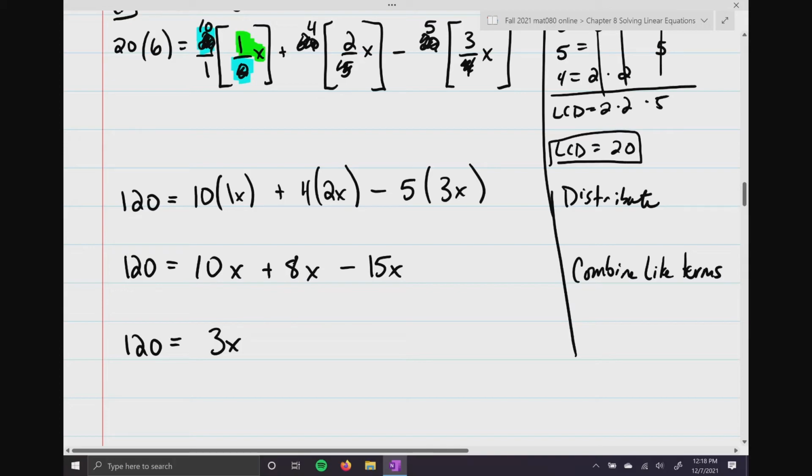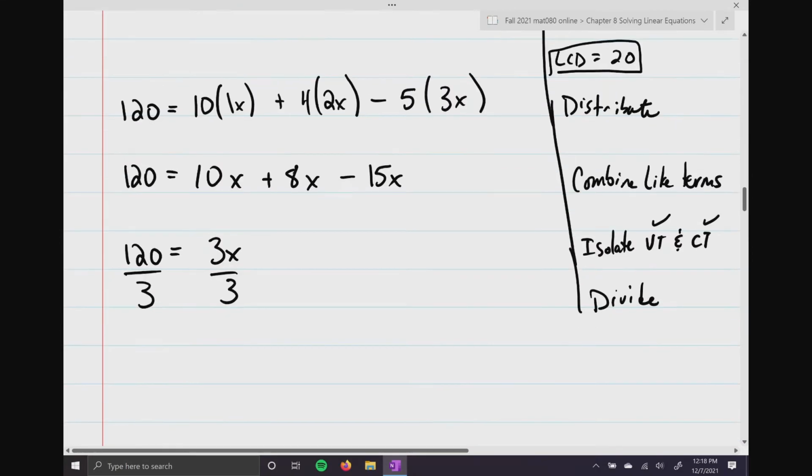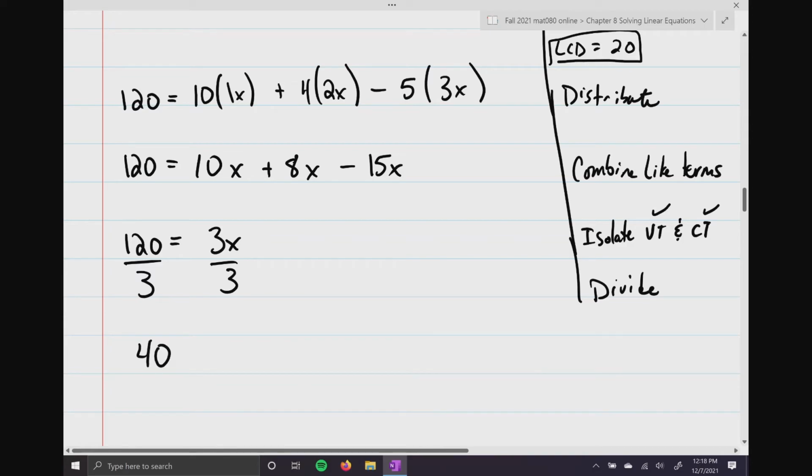Now, if you look here, my variable terms and my constant terms are already isolated. So I can put check marks right above them. Therefore, my last move is just divide. So I divide both sides by 3. 120 divided by 3 is 40. So 40 equals x. Okay?